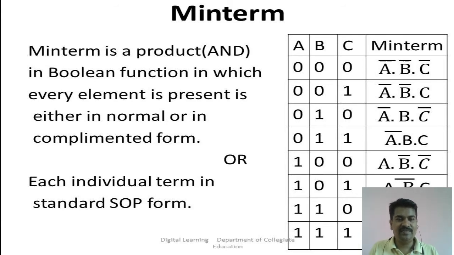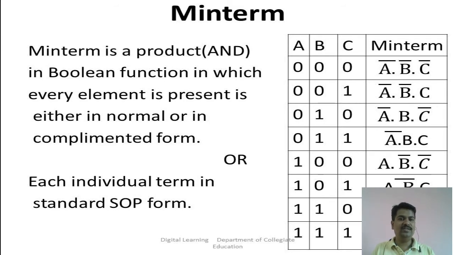As I told you, if a variable is 0, if A is 0, write A bar. If B is 0, write B bar. If C is 0, write C bar. If the variable is 1, you need not complement it; write it in normal form. I'll take the second combination, 0, 0, 1. A is 0, B is 0, so A and B are both complemented. Look at the minterm: A bar, B bar and C. It is not C bar, it is C, because here C is 1. If it is 1, write it as it is.